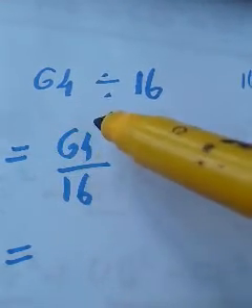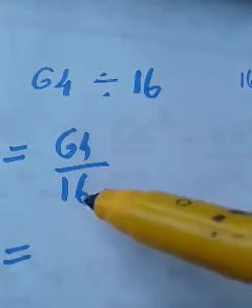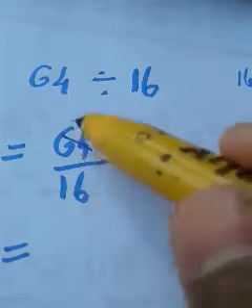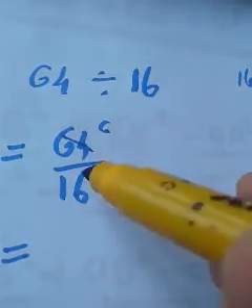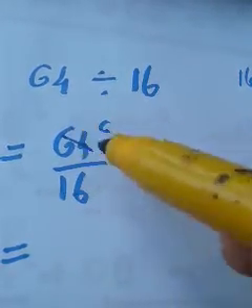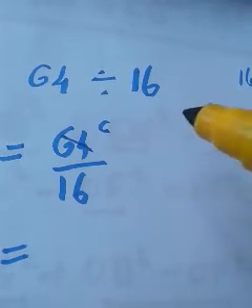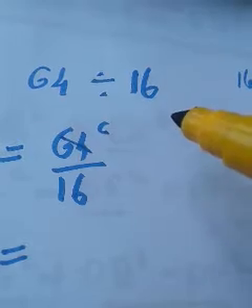In 64, how many 8s are there? 8 8s are 64. In 16, how many 8s are there? 2. That means in 64 and 16, I am going to cancel both by 8, because I understood that the common factors of 64 and 16 are 2, 4, and the biggest common factor is found to be 8, no?